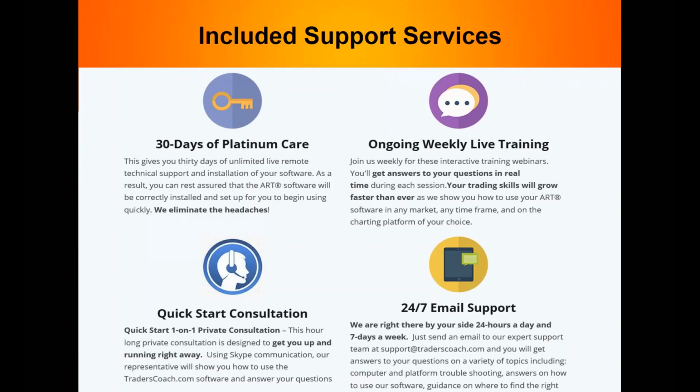So if you're not very good with installing software, we can do it for you. Some people like to do it themselves, and that's fine. The only thing is it's great to have us do it because we'll create templates for easy loading and things like that.